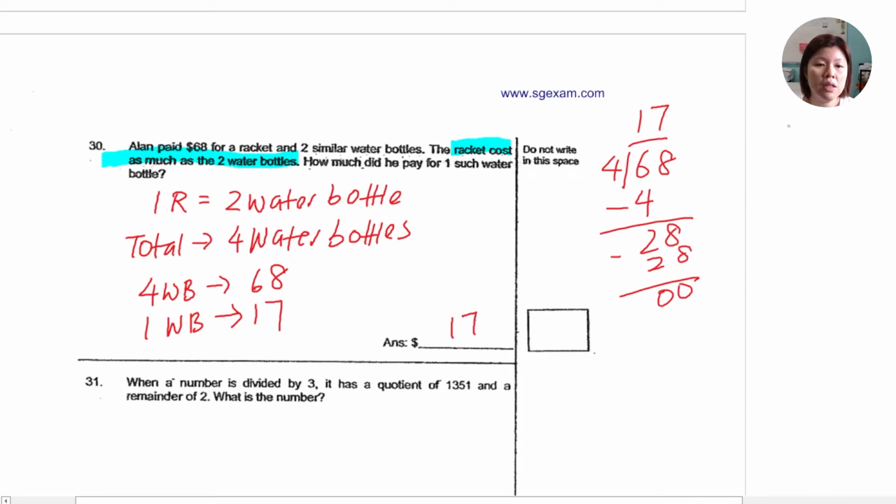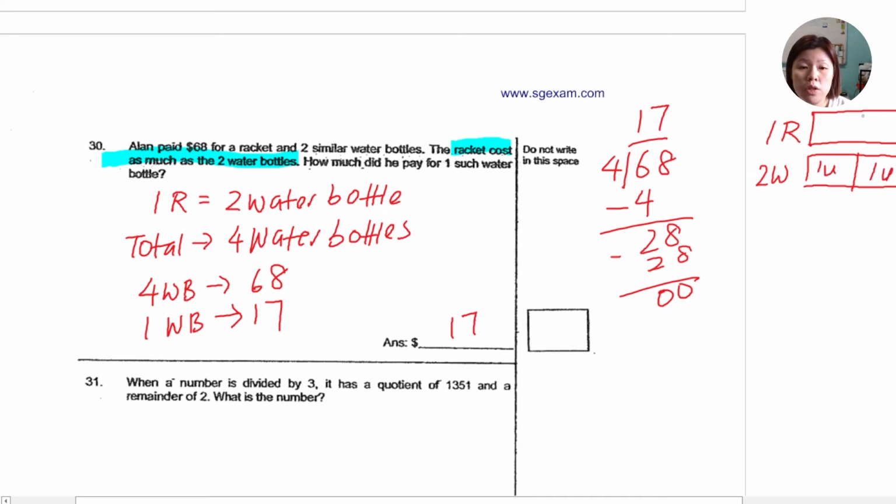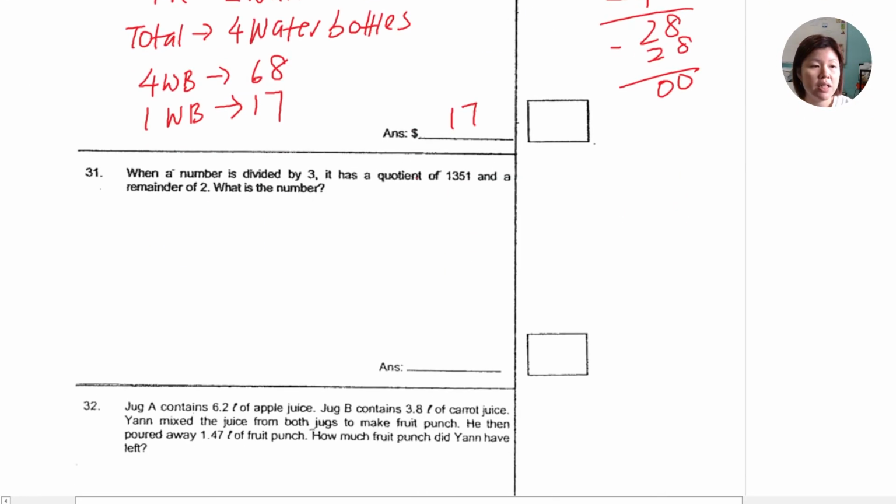That is the answer. In case you don't know why, I can draw a model for you. As mentioned, 1 racket is the same as 2 water bottles. So this is 1 racket, this is 1 water bottle. So if 1 racket is the same as 2 water bottles, I can cut it. It has 2 units. So that's why I put 1 racket equals 2 water bottles. Okay, next let's move on.